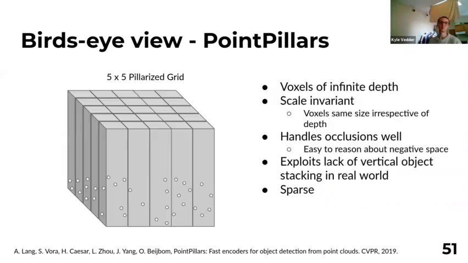So to that end, what if we didn't slice vertically and we essentially make voxels of infinite height, right? And so this will allow us to essentially have what we call pillars. So they have a length and a width, and then they're super tall. Like with 3D voxels, they are scale invariant. And like with voxels, they're able to reason about negative space and handle occlusions well, and exploit this lack of vertical object stacking in the real world. So roughly, there's going to be one object per vertical slice, and so this isn't something that you have to worry about. And this representation is going to still be sparse, like with the 3D voxel.